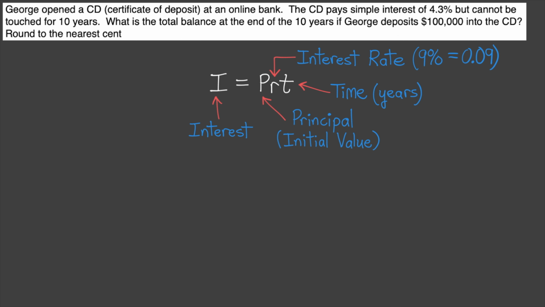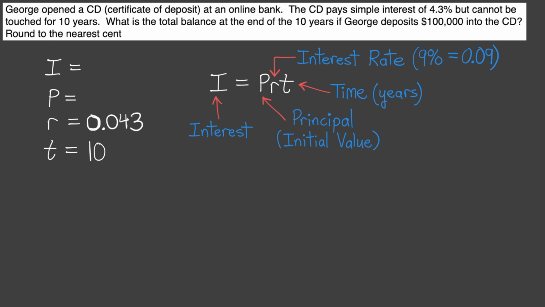All right, so let's go ahead and reread our question and then fill in what each variable is. So we'll start from here. The CD pays simple interest of 4.3%. So there's our interest rate there, so 4.3%. What is that as a decimal? So we move the decimal over 2 places to the left, and we are going to get 0.043. Next, it says, but cannot be touched for 10 years. So that is our time. So T equals 10 years.